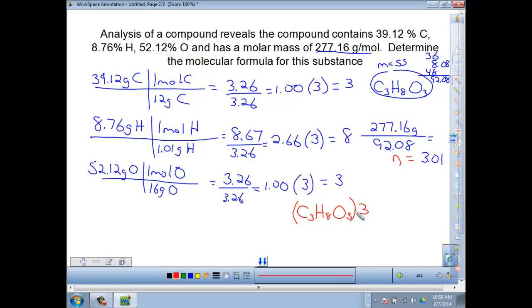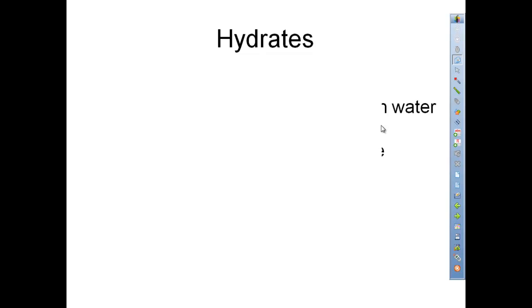So carbon, 3 times 3, 9. So I've got C9. Hydrogen, 8 times 3. That's 24. And finally oxygen, 3 times 3, 9. My molecular formula is going to end up being C9H24O9. Let's go ahead and look at hydrates.